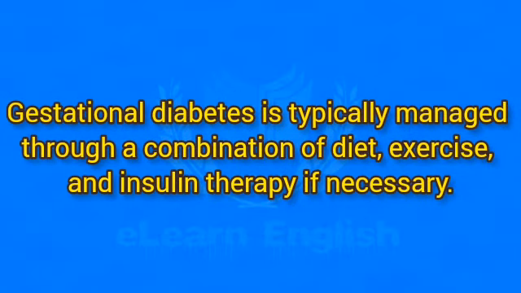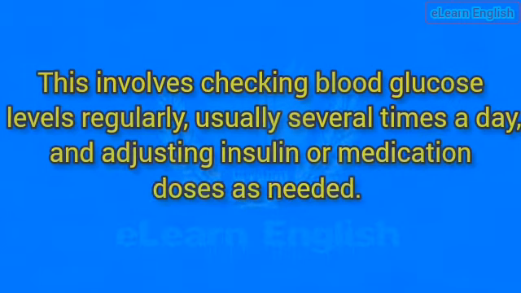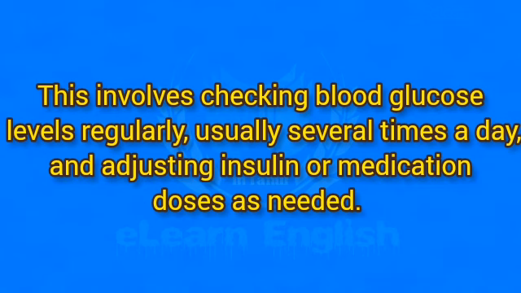Gestational diabetes is typically managed through a combination of diet, exercise, and insulin therapy, if necessary. One of the key components of managing diabetes is monitoring blood sugar levels. This involves checking blood glucose levels regularly, usually several times a day, and adjusting insulin or medication doses as needed.